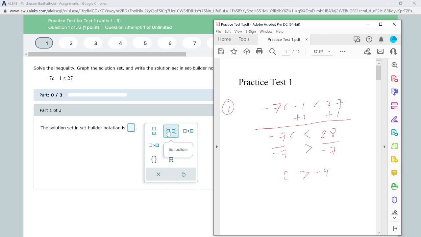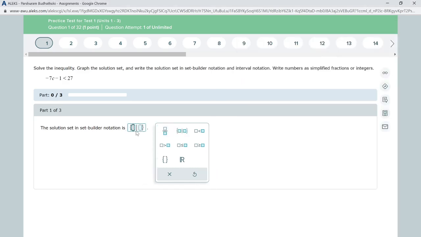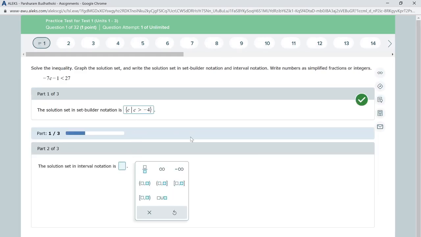In the set builder notation, you can say the solution is all c such that c is greater than -4. That's your solution. And when you write the same thing in interval notation, because it starts at -4, not including -4, you have to use an open parenthesis starting from -4, and anything greater than -4 means there is no boundary to the right side, so it goes from -4 to positive infinity.